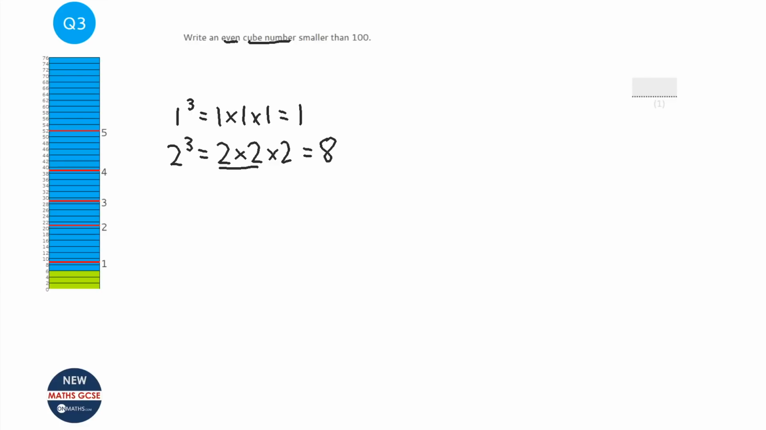Now you could have also had 64, which is 4 cubed. 6 cubed is above 100, so that would not count. So 8 or 64 are the correct answers.